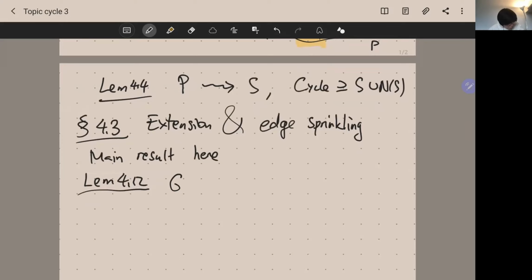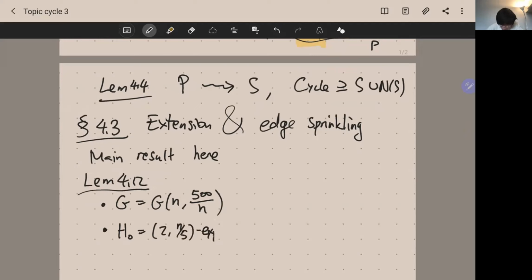We have our graph G, which is drawn according to the random graph with some constant over n probability. Okay, we have a random graph with a linear number of edges. And then we have another graph, H0, our favorite 2n over 5 expander, meaning that we have 2 expansion for all sets up to size n over 5, on the same vertex set as G.